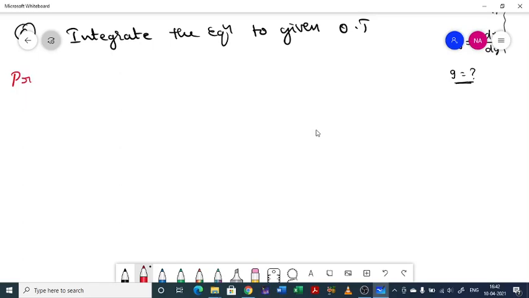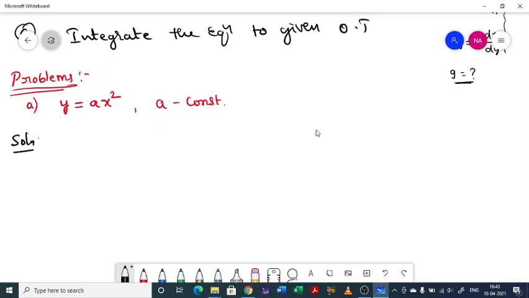Problems. A: find the orthogonal trajectories of the following. Problem A, the first equation you are given is y equal to a x square, where a is a constant. This represents a parabola. You need to find its orthogonal trajectory. So let us look into its solution.